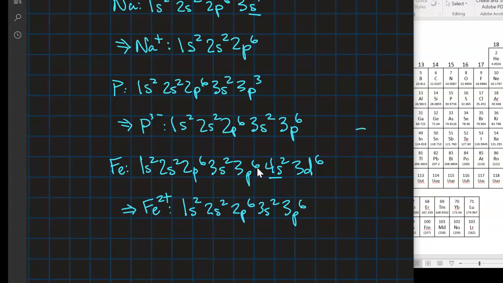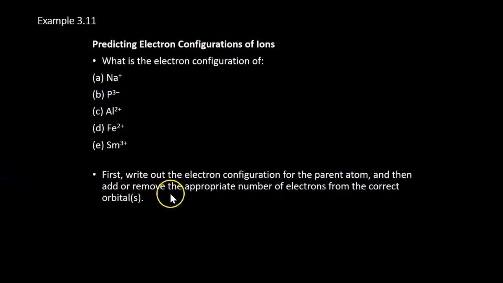And since we're removing both of the electrons, right, we're going to make a 2 plus charge, so it's going to be deficient by 2 electrons. So we're going to lose both of the electrons in the 4s orbital. So we're not even going to write the notation for the 4s anymore. We're just going to write 3p6, and then we'll write 3d6. So this would be the electron configuration for the iron 2 plus ion. So that's how you write electron configurations for ions.